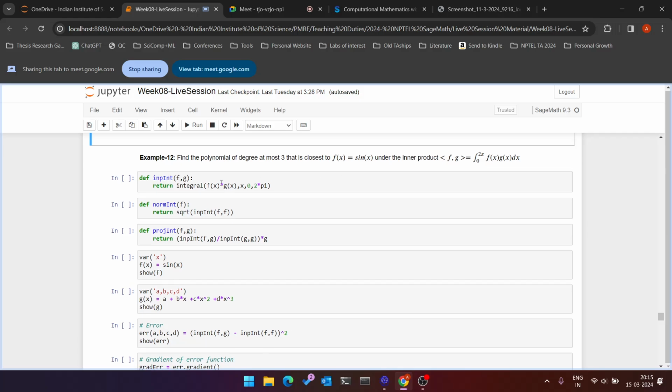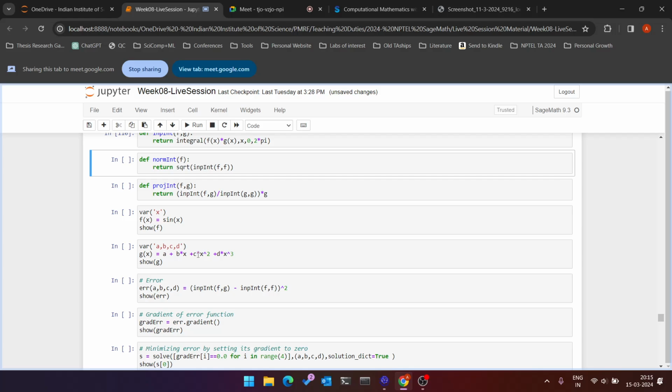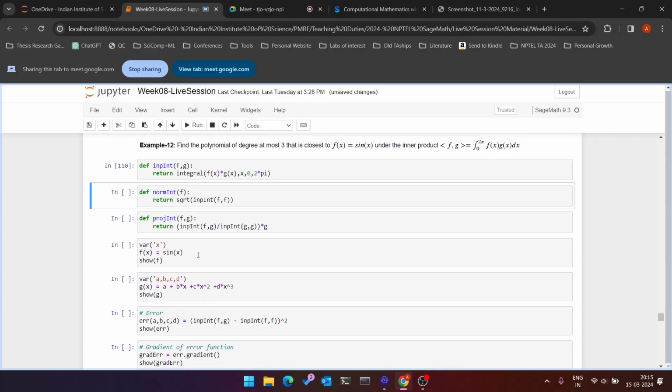So we first begin by defining the inner product between f and g using the function inner product as the integral of f of x times g of x with x varying from 0 to 2 pi. Next, we define the norm of f and the projection of f and g, as the square root of the inner product of f with respect to itself, and the projection as per the definitions that we have seen earlier.